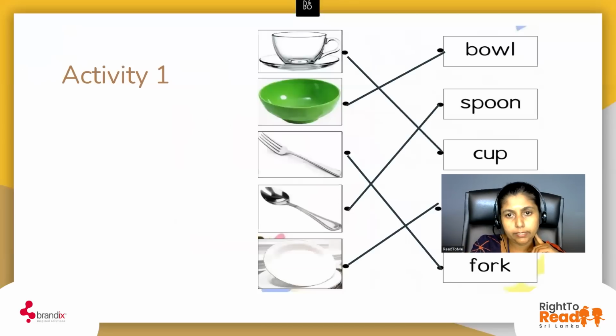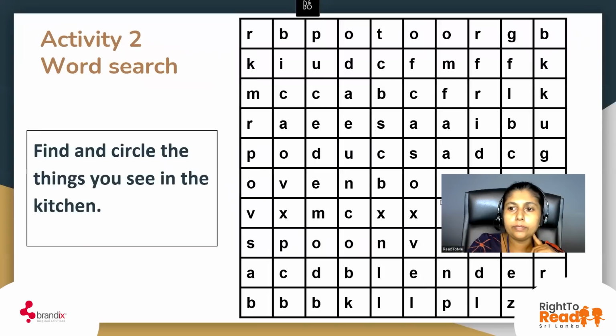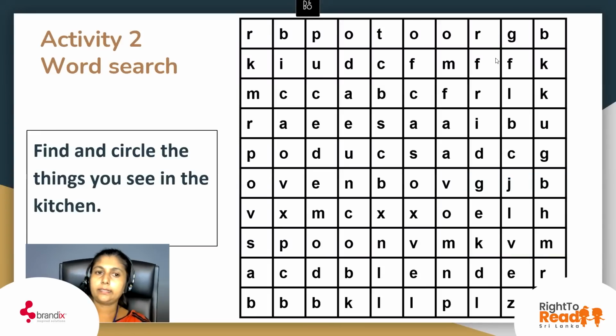Look at this activity. We have done this activity. Now, this is a new activity. There are some letters. There's a word search. You have to search the words. That means the words for the kitchen accessories. The names of kitchen items. Can you find and circle them? You have to find these words and circle them. Okay. Shall we try?